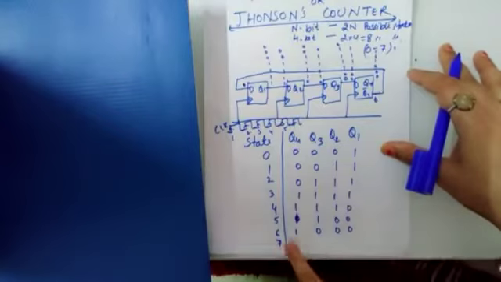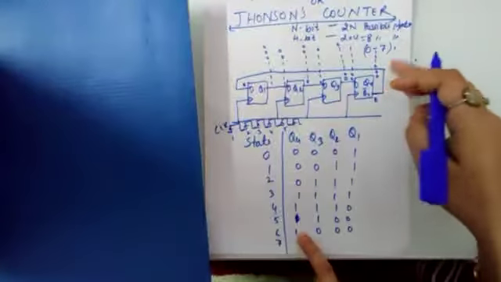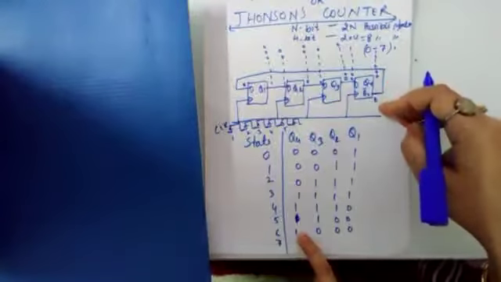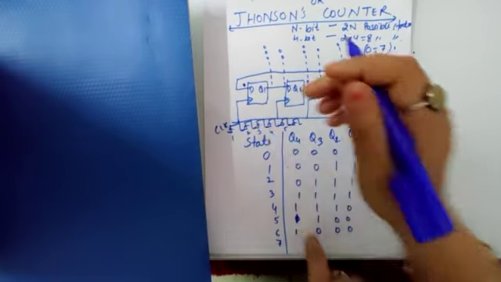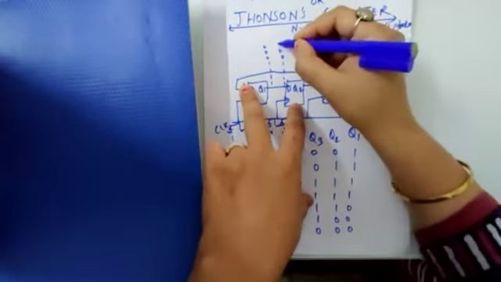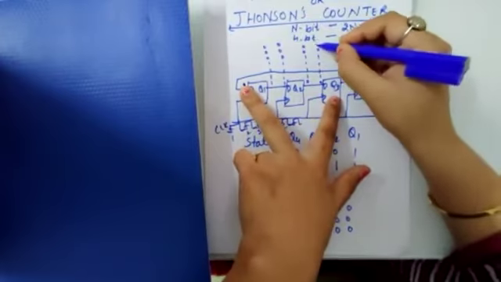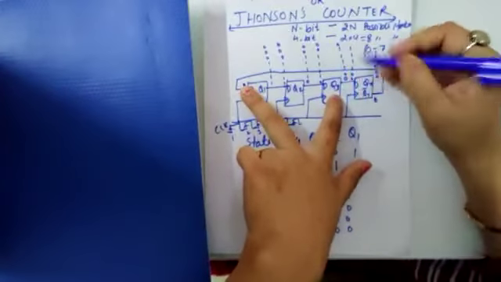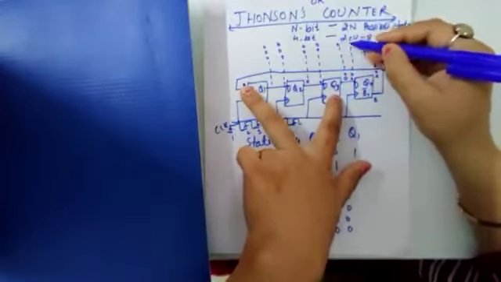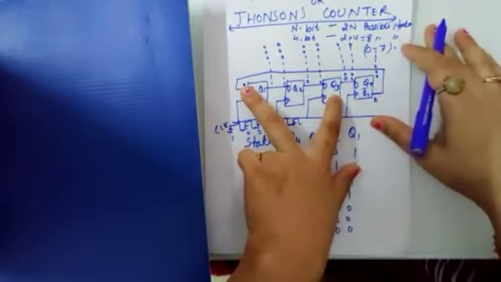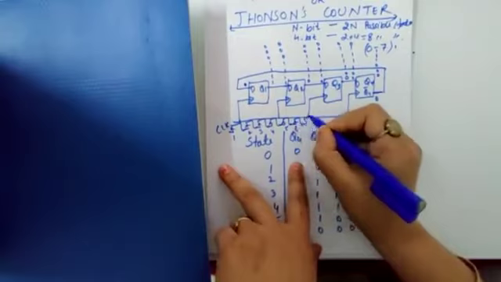Now what will happen? Q4 is 1, so Q4 bar is again 0. Again this 0 is fed back to the input. Q2 input is 0. Q3 input is 0. Q4 input is also 0. Okay, now we can see.